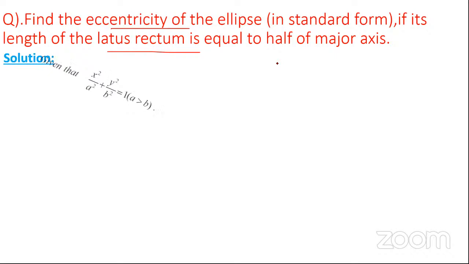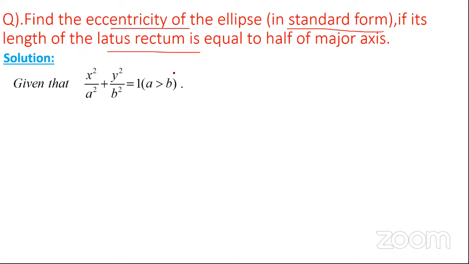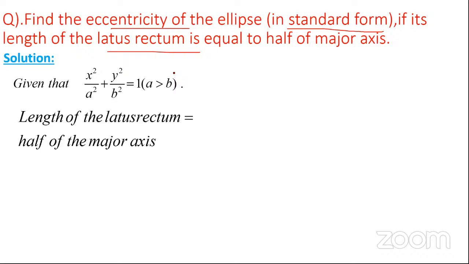So the solution for that: this is what the question says, and we take the standard form, x square by a square plus y square by b square equal to 1, where a is greater than b. It is given that the length of the latus rectum is equal to half of the major axis.